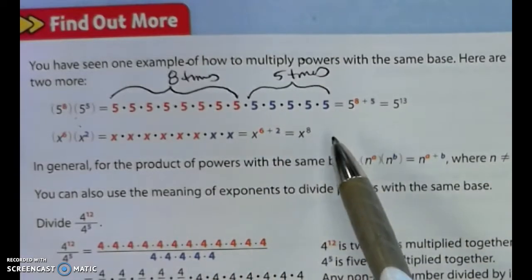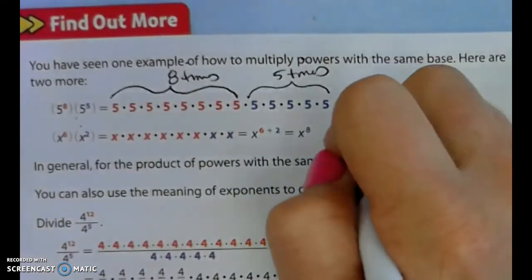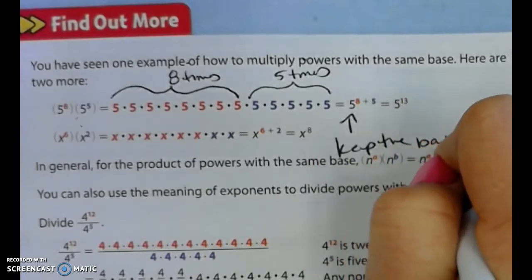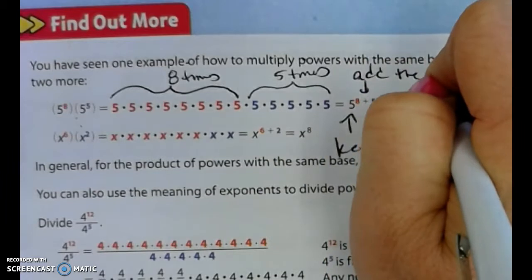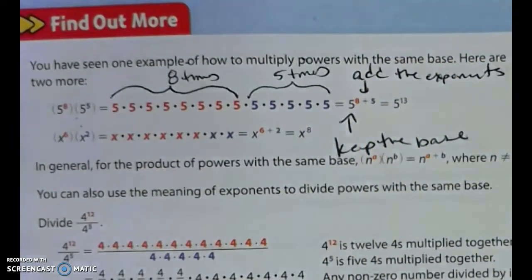The shortcut is to know the rule, which says when the bases are the same, we keep the base and add the exponents. And then when we simplify, we end up with 5 to the 13th.